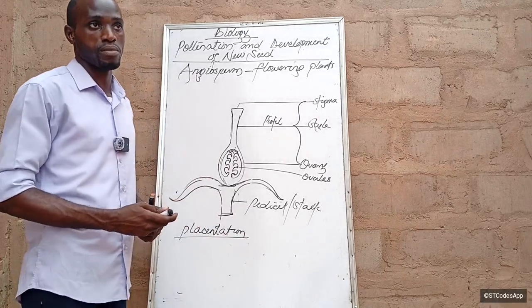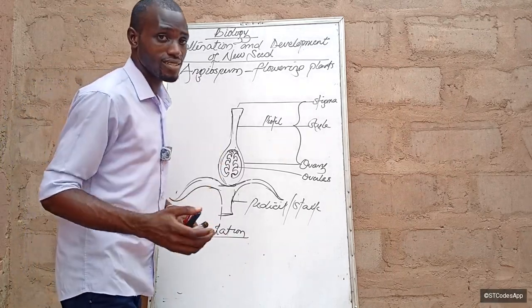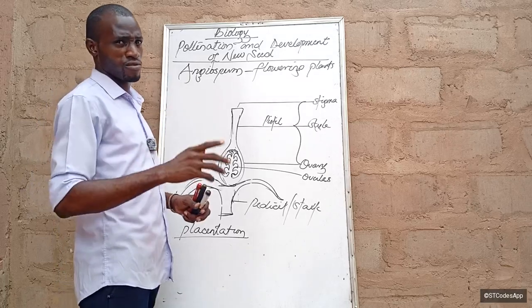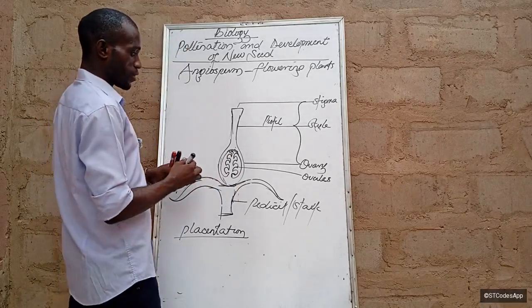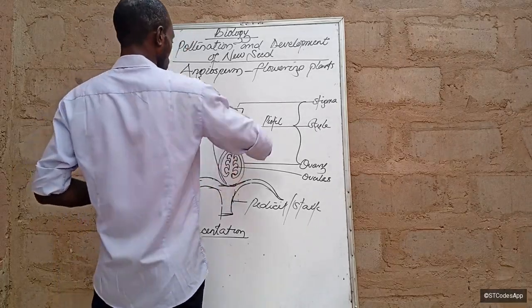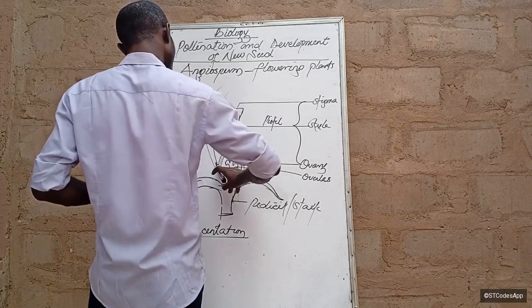There are different types of placentation. We have the axial placentation. We're going to cover that in a short video. All right, so that's the point. Now, there are structures that emerge like this.